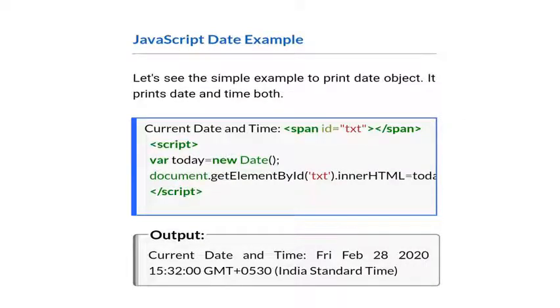JavaScript date object example, we will see how it works. Current date and time: span id is equal to text, and I'm ending the span tag here. Now script, variable today is equal to new Date. I'm calling the function new Date. I will print it by getElementById text innerHTML today, and it will print the current date and time that is given on your system.